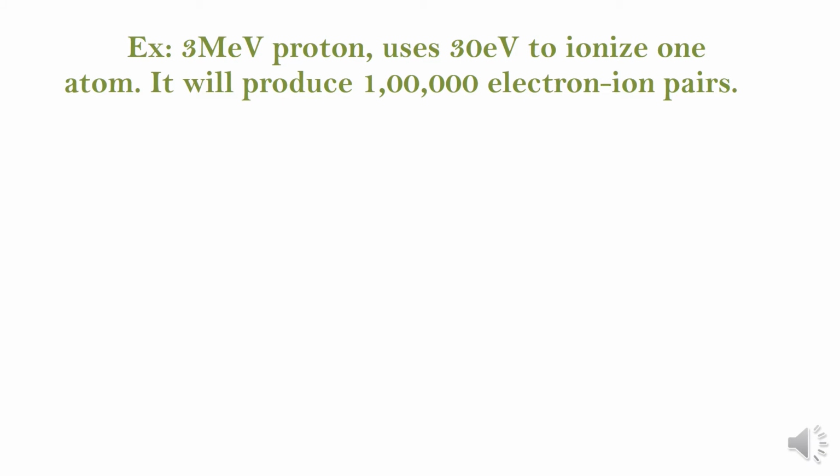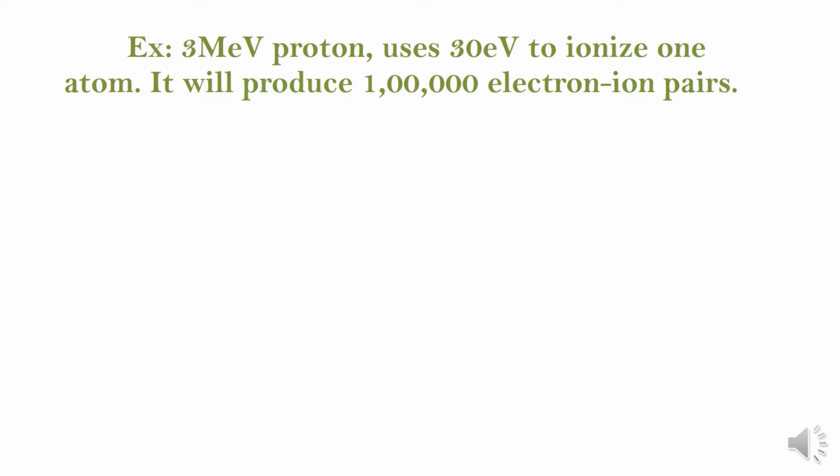For example, assume that the particle or the radiation to be detected is a proton. Let us send a proton which carries an energy of 3 mega electron volt, and let us allow this proton to enter into the chamber. And assume that a proton requires 30 electron volt of energy to ionize one atom.